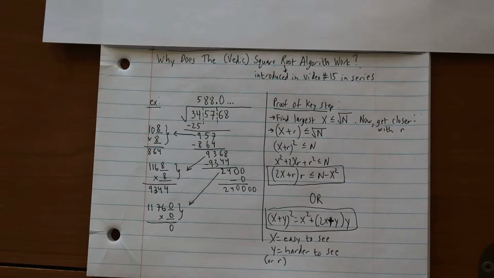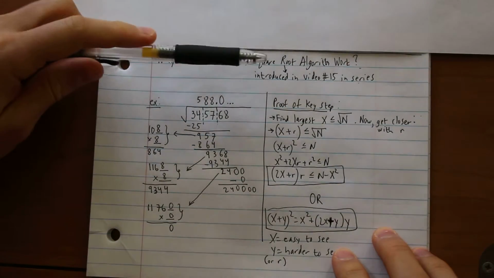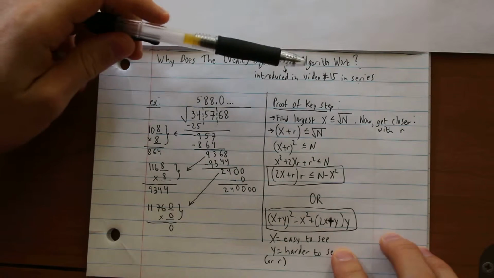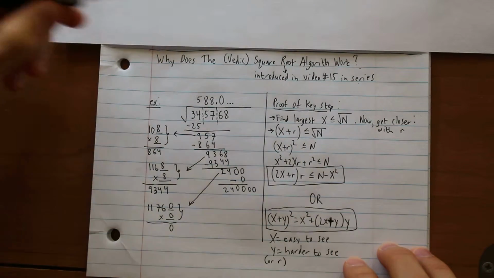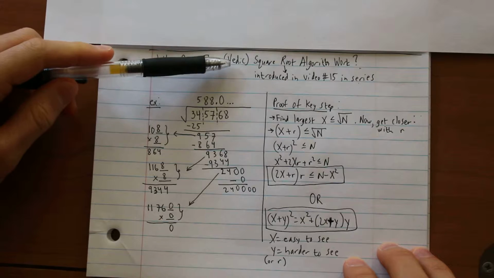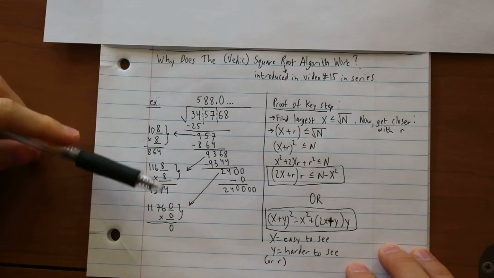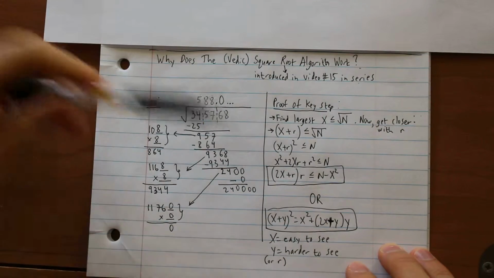Today we're going to go over why the square root algorithm works. Specifically, the square root algorithm introduced in video number 15 in the series. This is known as the Vedic Square Root algorithm and has a lot of its roots in India. Alright, so we're going to go over an example really quick as a refresher and then prove why it works.